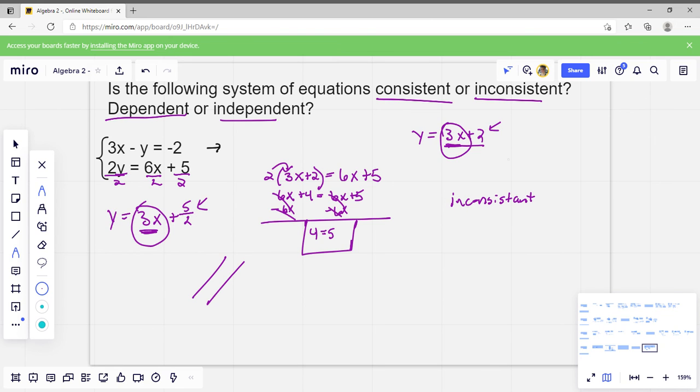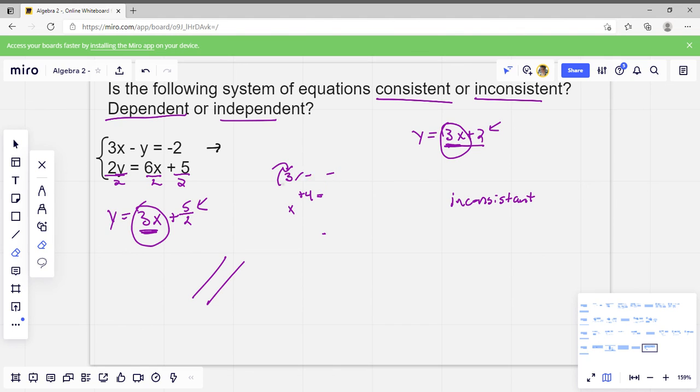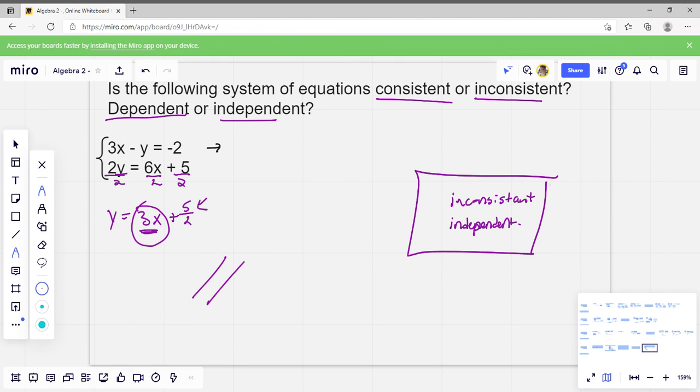And remember, a dependent one just means that the equations are equal to each other, that it's describing the same line. This isn't describing the same line. This is describing two separate lines that are parallel, never cross. So that means that this is independent. Okay, so the answer is inconsistent and independent. All right, and that is it for lesson 84.